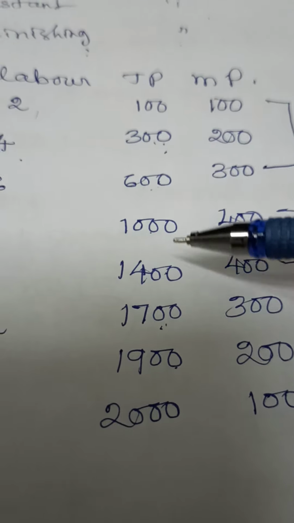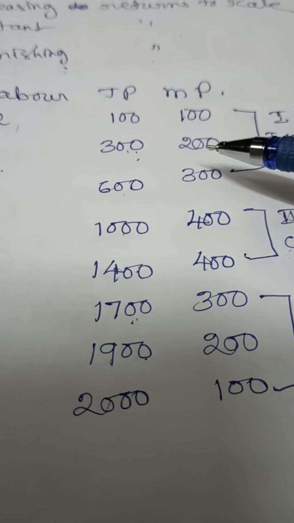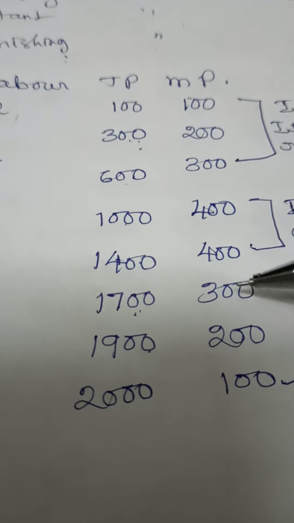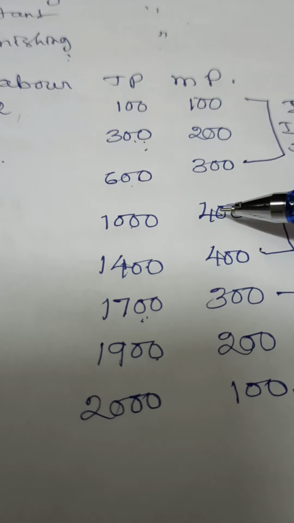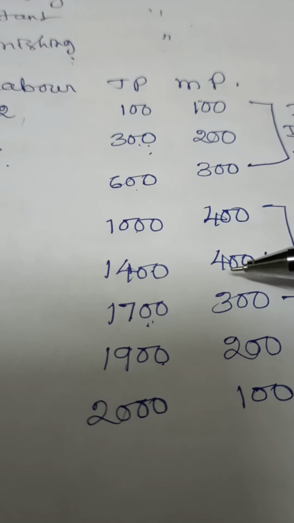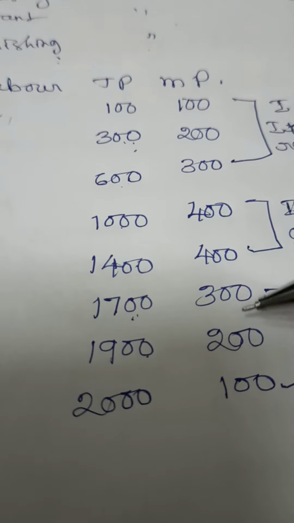Then the total product you don't write first. You start with marginal product 100, 200, 300, 400, 400. You go on increasing by 100. Then when you reach 400, the same, once again you write 400. Then you go on decreasing by 100, 300, 200.